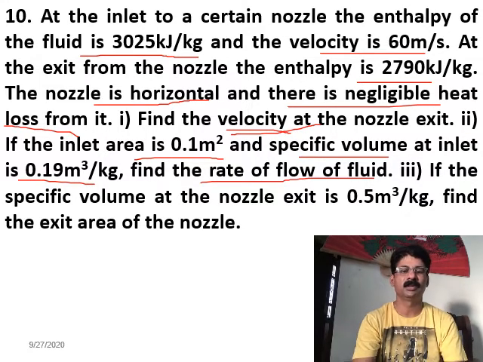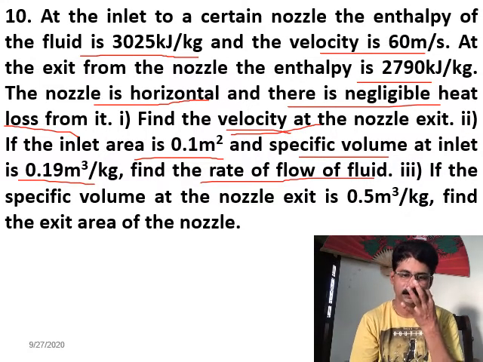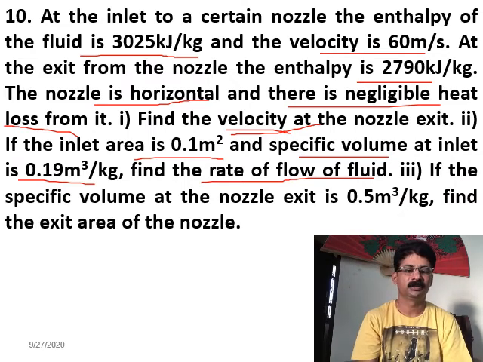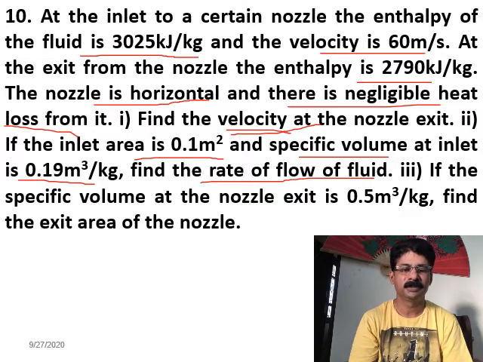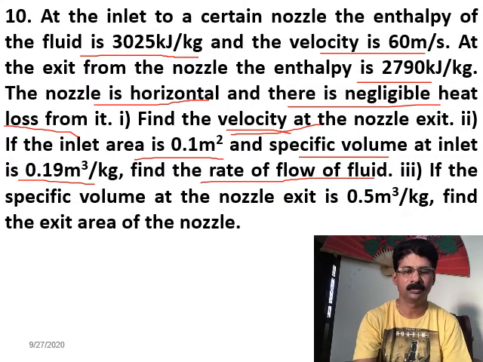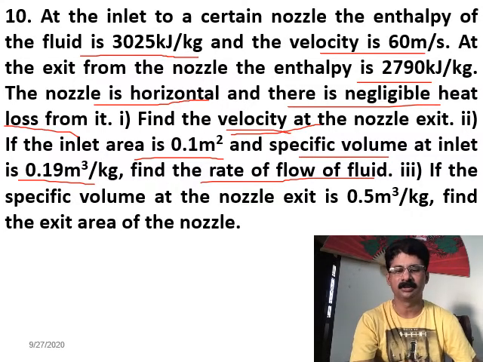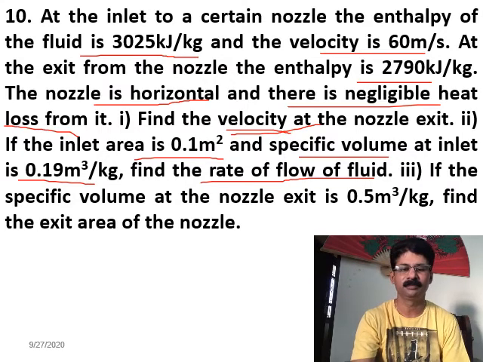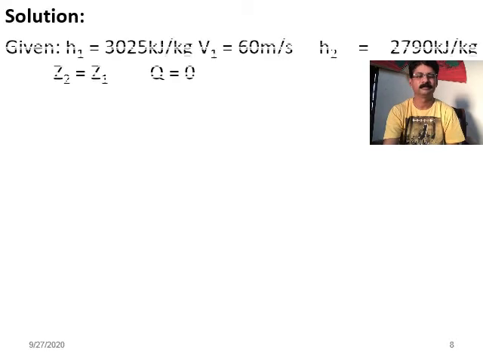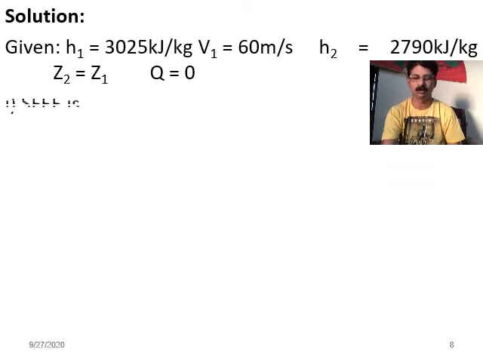In this problem the mass flow rate is not given, so you have to find it out. Finally the third question, the specific volume at the exit is given, so find the exit area. I hope all of you can solve this problem directly. Okay, solution. So this is given: H1, V1, H2, Z2 is equal to Z1, and Q is equal to 0.